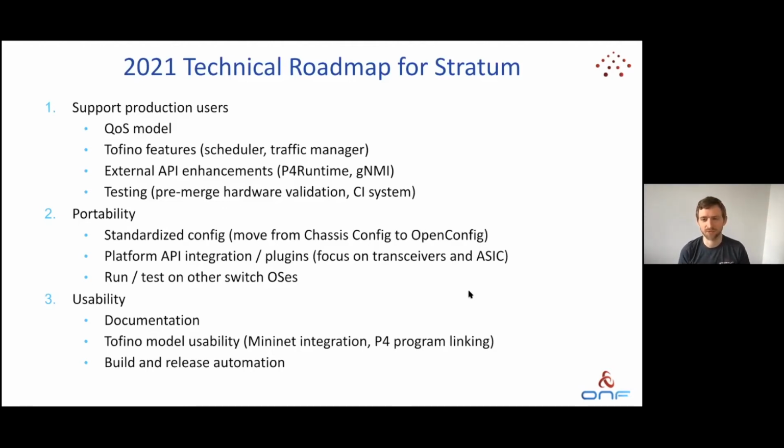On the testing side, we're looking to improve the CI system, and we've had some bugs and issues just in CI performance. So we're looking to make that a bit more stable, as well as adding pre-merge hardware validation. This means running code on hardware when it's just a pull request before it's merged to master and gets picked up by the continuous certification program. So that's supporting production users.